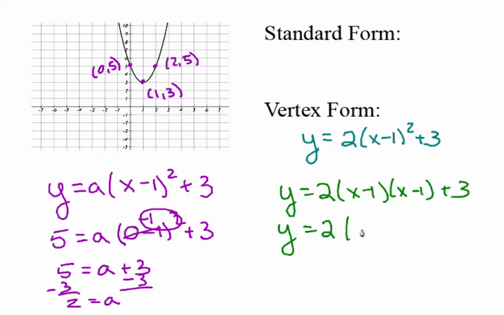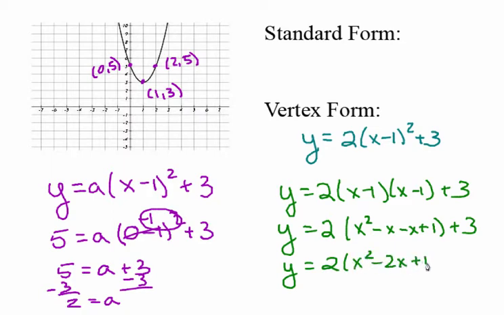Y equals 2 times x is x squared. X times a negative 1 is negative x. Negative 1 times x is a negative x. And negative 1 times negative 1 is positive 1. And we still have our plus 3 out back. So this is 2 times the quantity x squared minus 2x plus 1, and then plus 3 behind the parentheses.